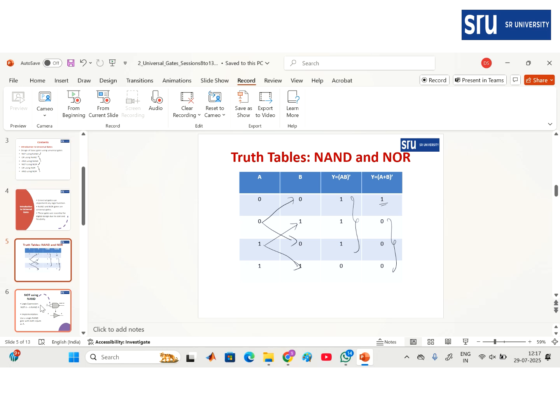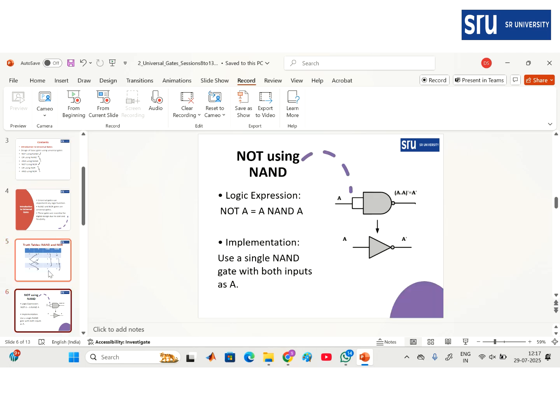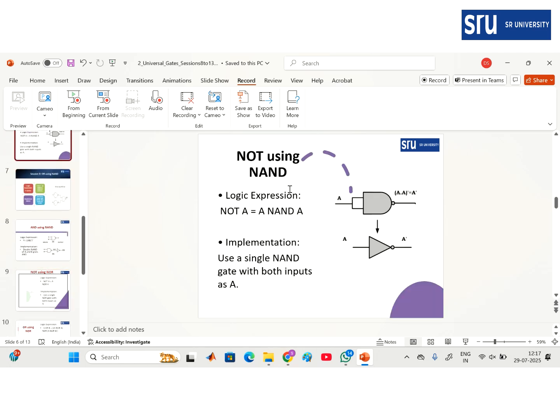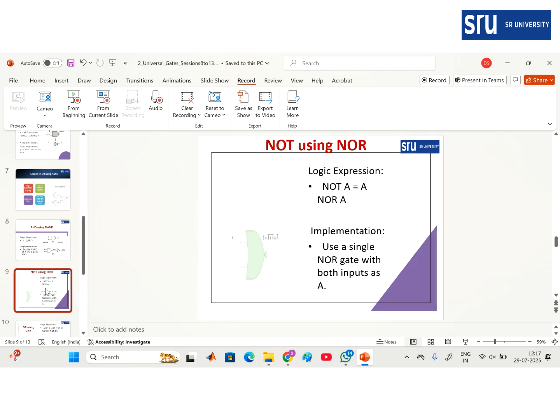Now we have the NOT gate using the NAND gate. We designed a NOT gate using a NAND gate by short circuiting the two inputs and giving a single input. This NAND gate will act as a NOT gate. So NOT A is equal to A NAND A. Similarly, we designed the NOT gate using the NOR gate: short circuit the two inputs of the NOR gate and give a single input. Then the NOT A output expression is A NOR A.